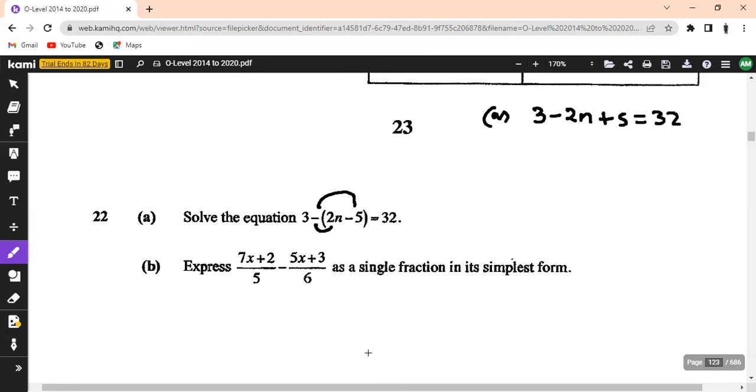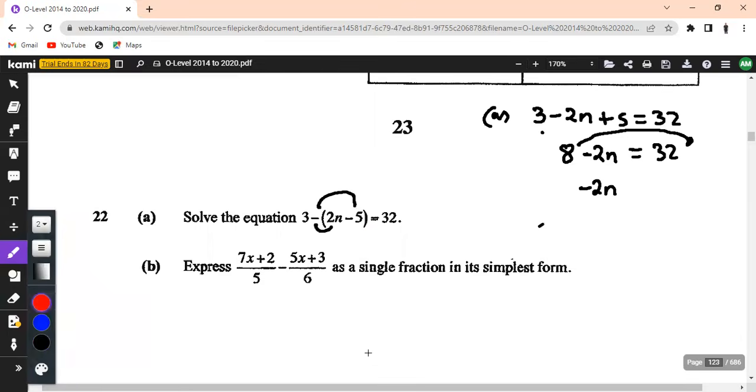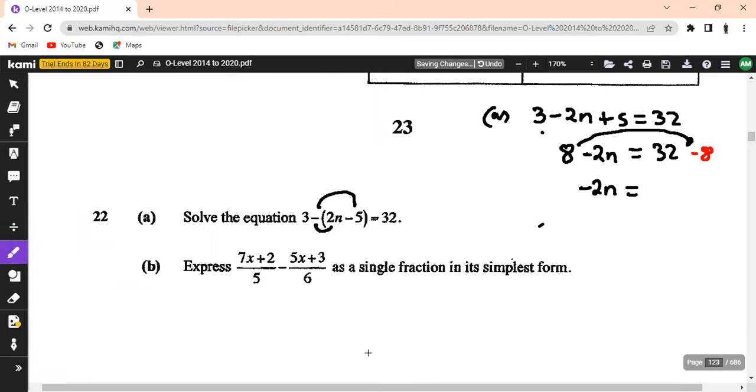Okay, so let us collect like terms. 3 plus 5, which is 8, minus 2n, is equal to 32. You want to solve for n, so you can transpose. I don't know how you are going to transpose, but you can just remain with minus 2n here. Transpose 8 to this side, since it was a plus, it's going to be a negative 8. And if we subtract this, we are going to obtain 24.